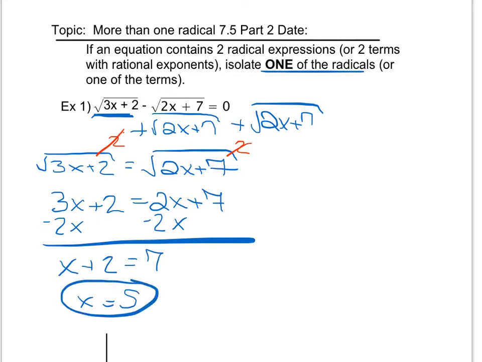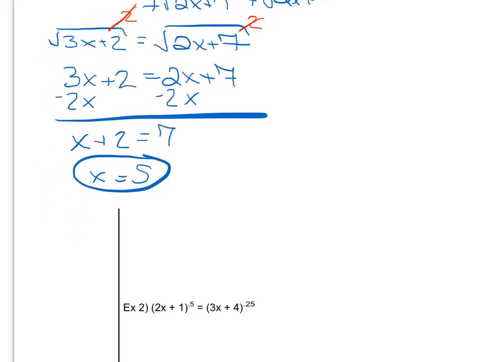And if I were to plug it back in, I would get the square root of 15 plus 2, which is the square root of 17, and the square root of 10 plus 7, which is also the square root of 17. Square root of 17 minus square root of 17 will give me 0, so that does work. Looking at the next example.